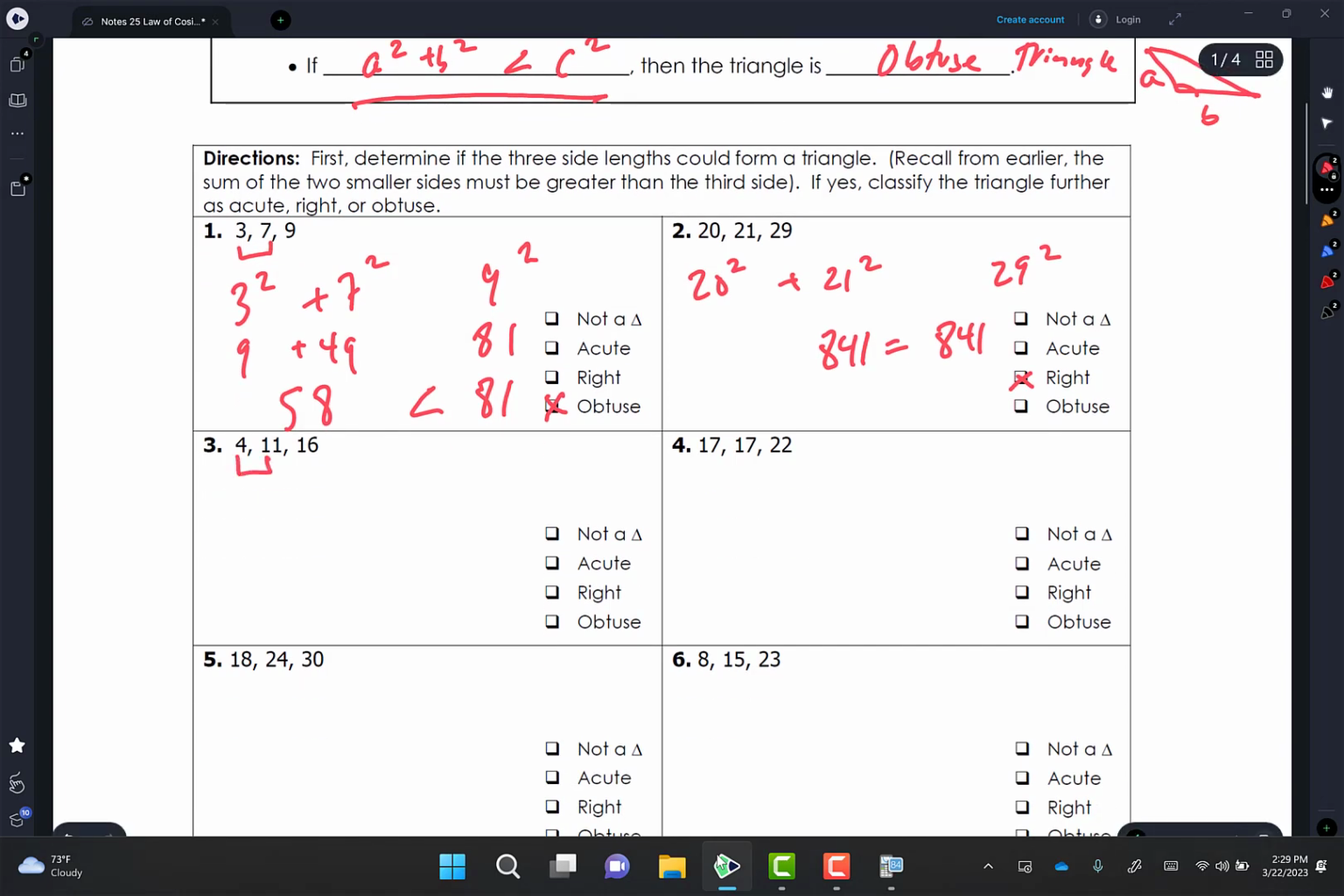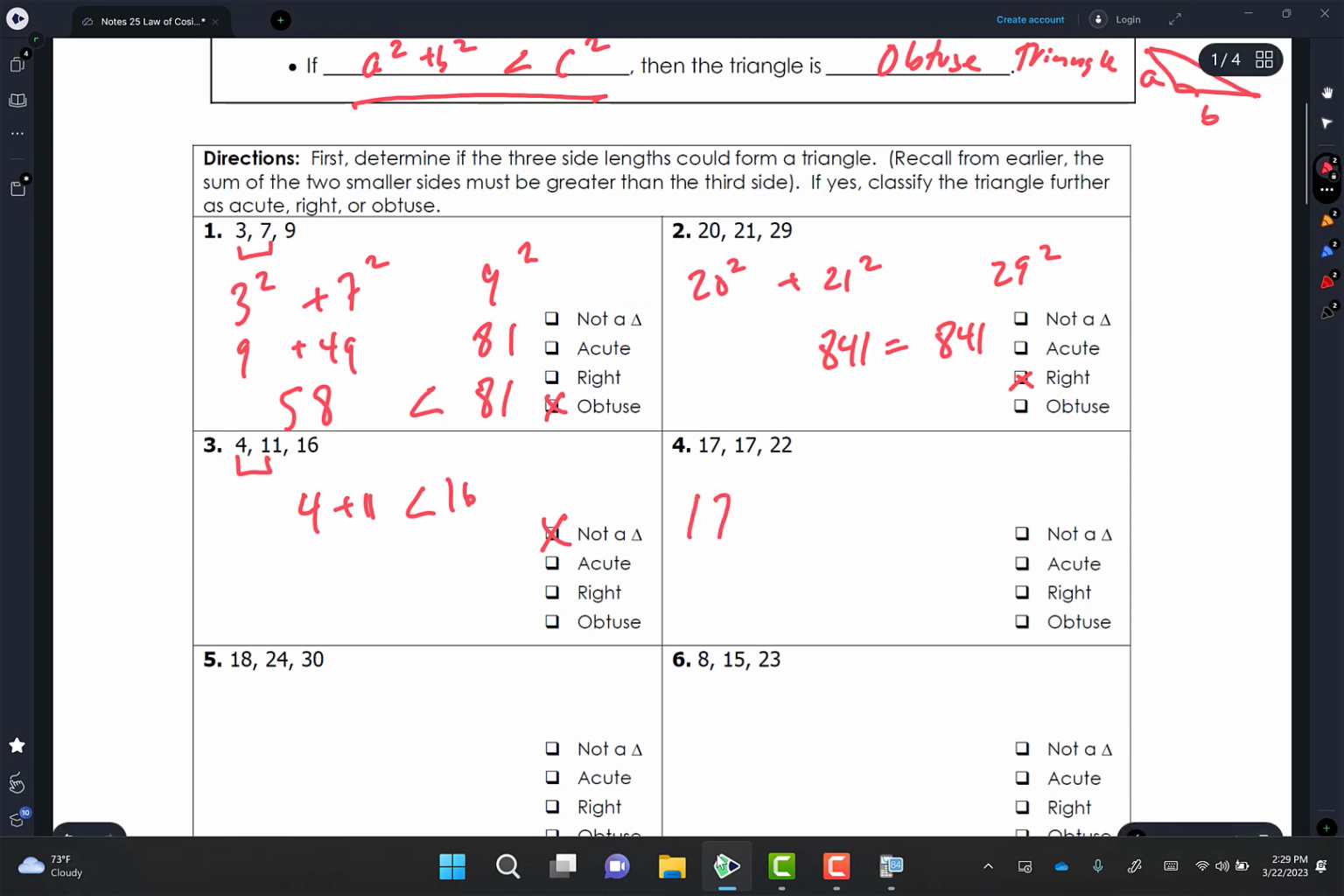4 plus 11, is that greater than 16? No. Nope. 4 plus 11 is not greater than 16. So what do I have? Not a triangle. Let's go to the next one.